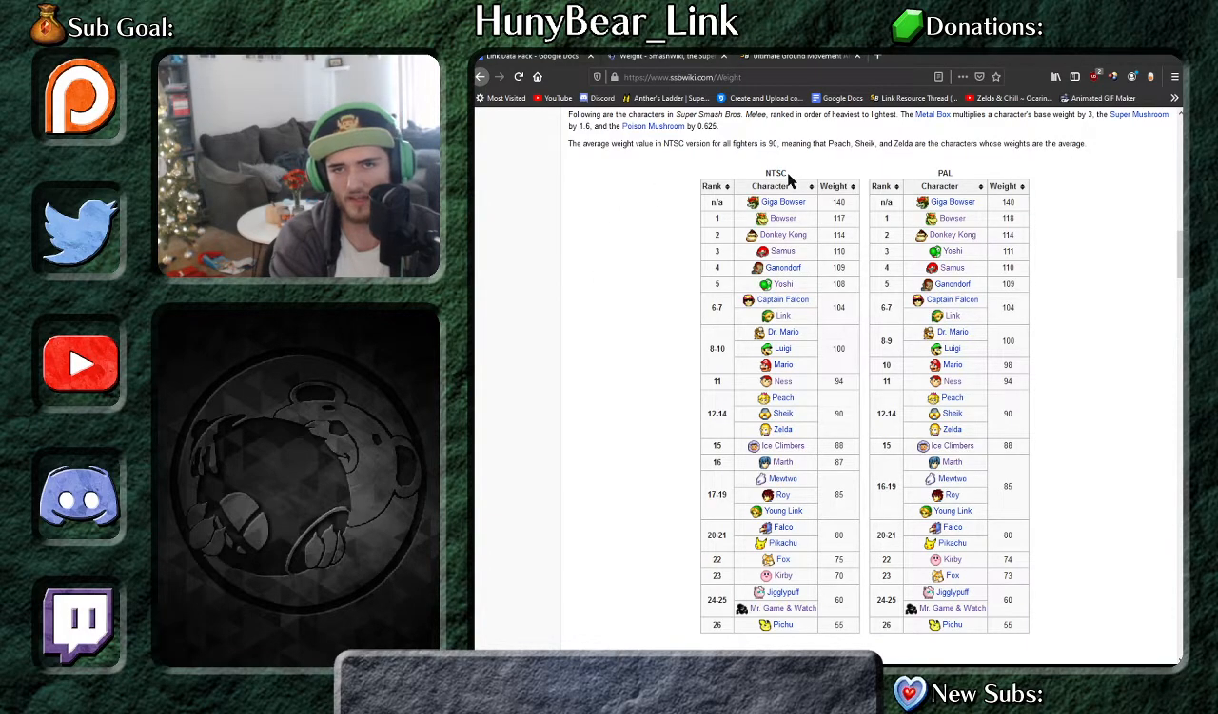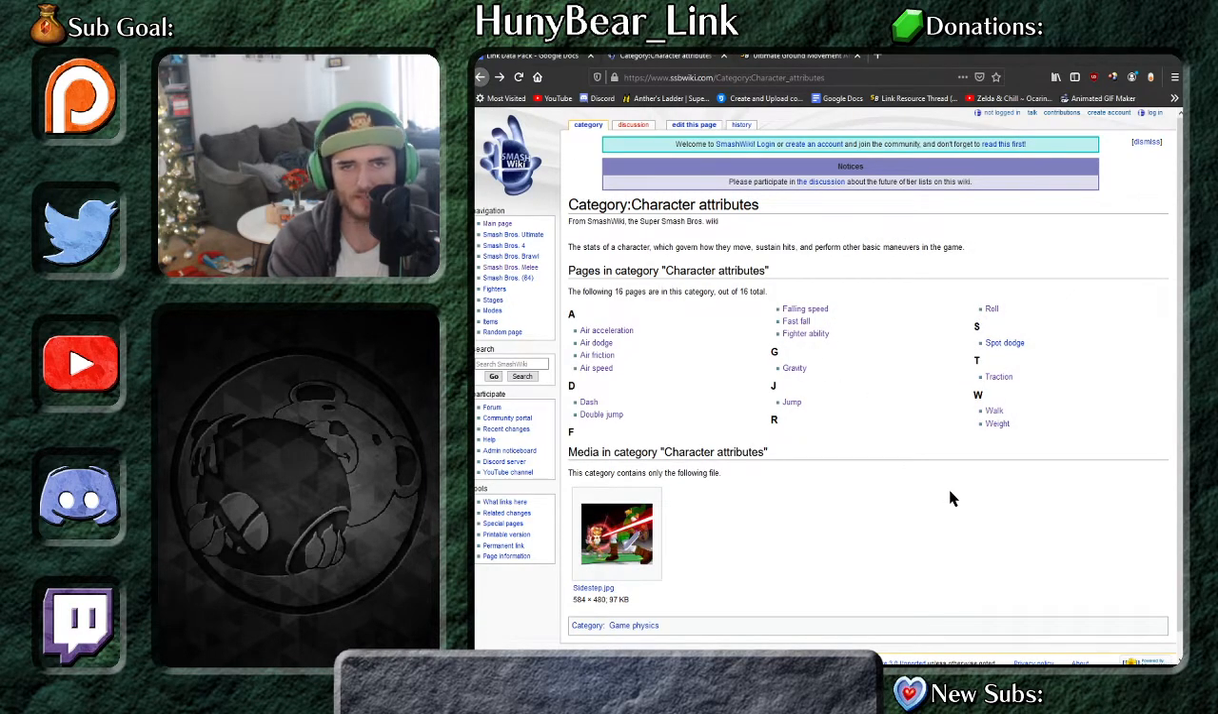You can see in the NTSC version, Link and Captain Falcon were real heavy boys, right? The average weight is like right here. So Marth and Ice Climbers are the average weight. Most of the cast is actually pretty light, though. These are like the lighter characters. These are the heavy boys. Giga Bowser needs to lay off the donuts. And those are basically all of your attributes and how they're applicable in the game.